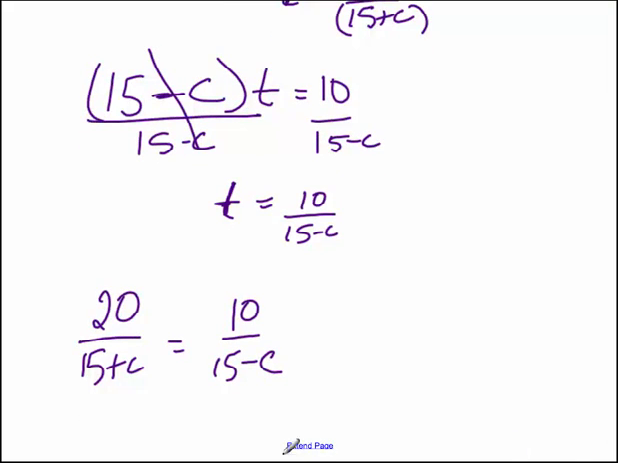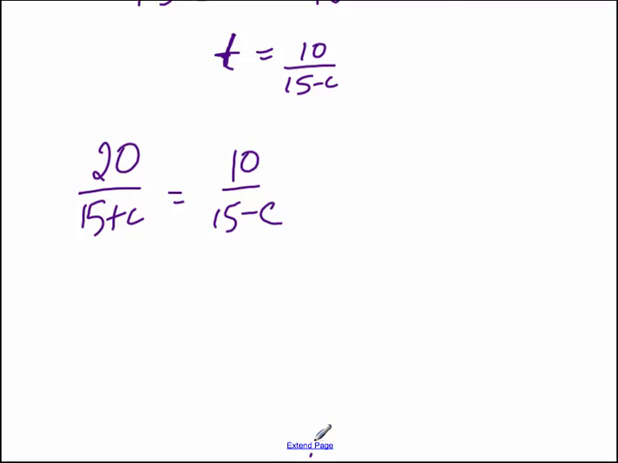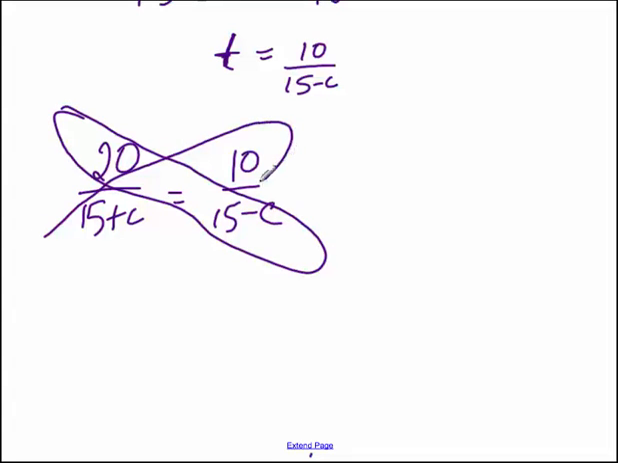And then all we have to do is solve for c. How in the world do we do that? Well, let's cross multiply. When you have two ratios, the cross multiples are equal to each other. Or you can multiply both sides by 15 minus c and 15 plus c. But anyway, the cross multiples, the diagonals multiplied, are equal to each other.